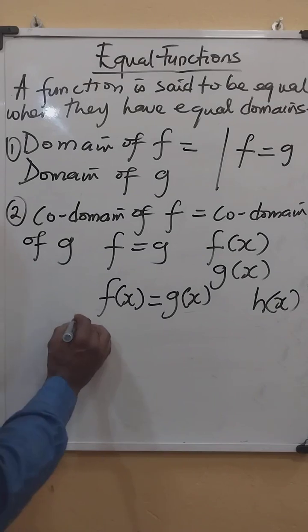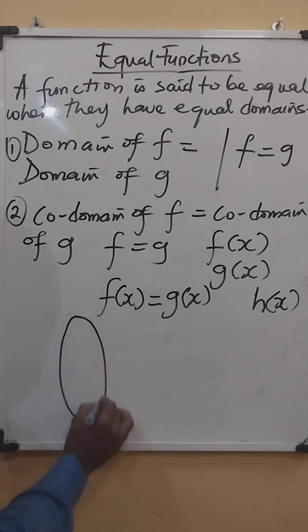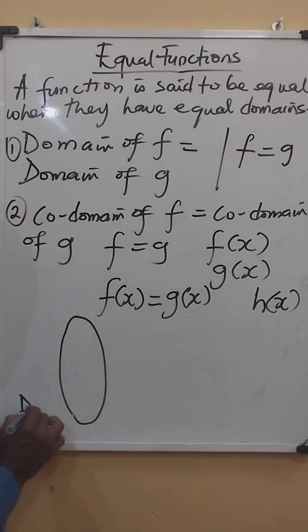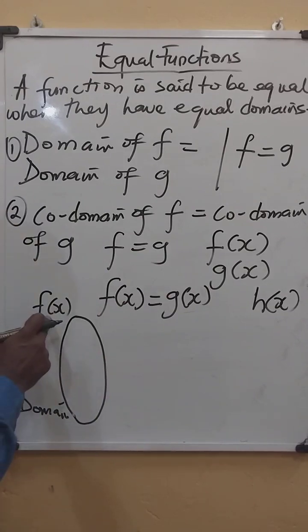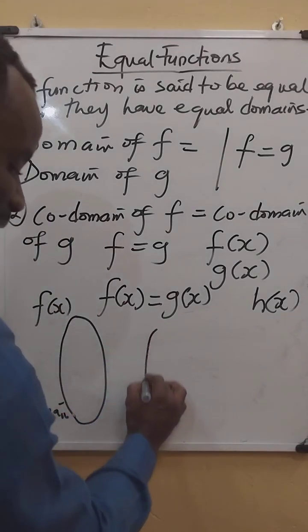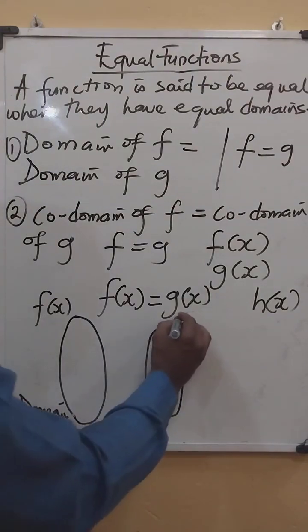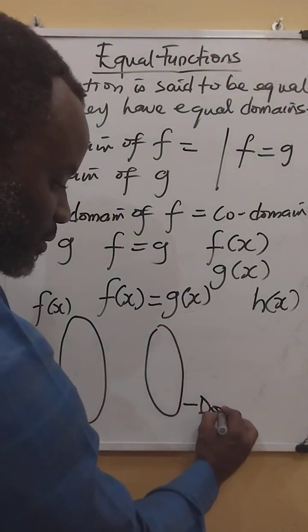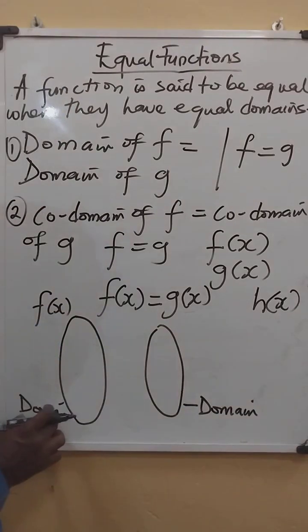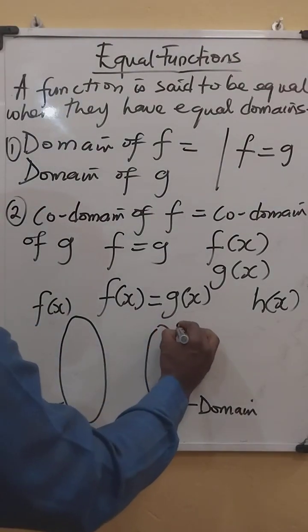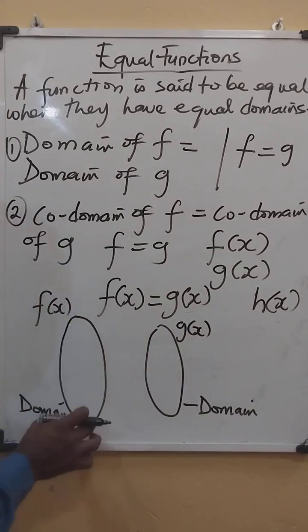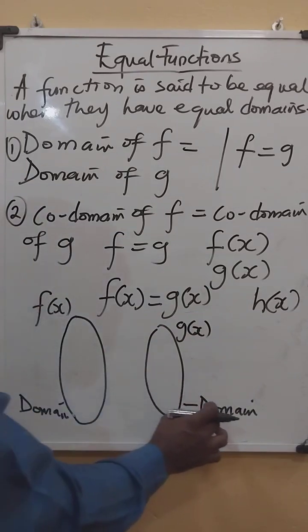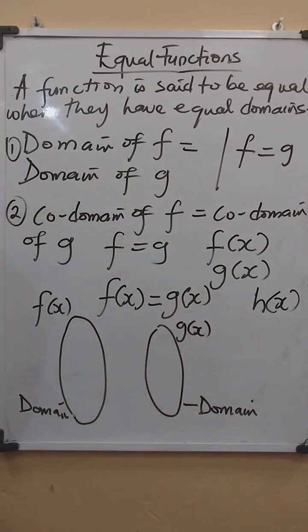What that means, if I have this as my domain for f as a function of x, and I also have another one as my domain again. So this time around, it is not domain and codomain. I have it for g of x. So this is the domain of the function f, and this is the domain of the function g.